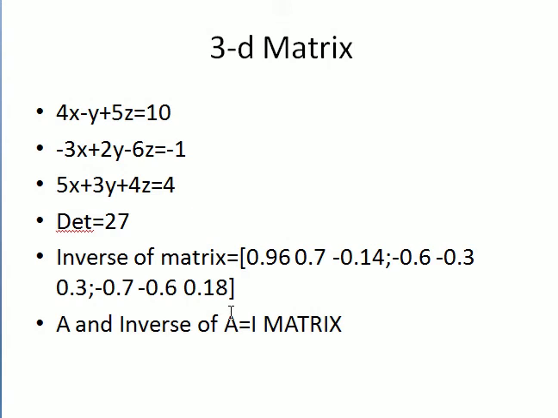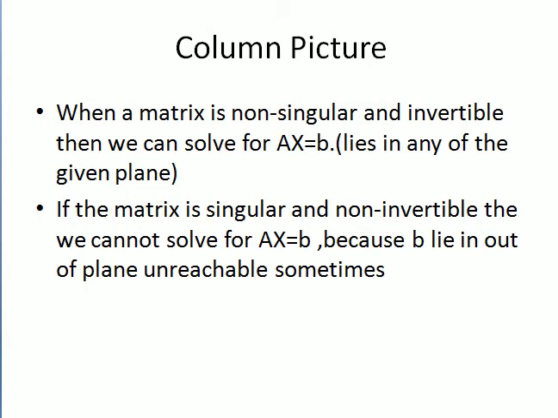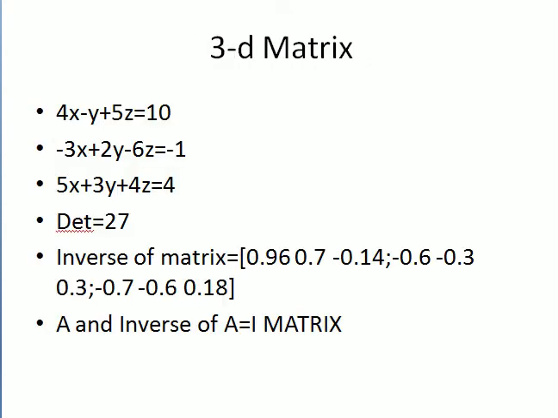So for our equation, that is 3 equations and 3 unknowns which we have given here, this is non-singular and also it is invertible. So if it is non-singular and invertible, we can find the solution for Ax is equal to b. So Ax is equal to b, we can solve it, and the solution may lie in any of the given planes. Okay, if it is a singular matrix and non-invertible, then we cannot solve for Ax is equal to b. So that is what in a nutshell.